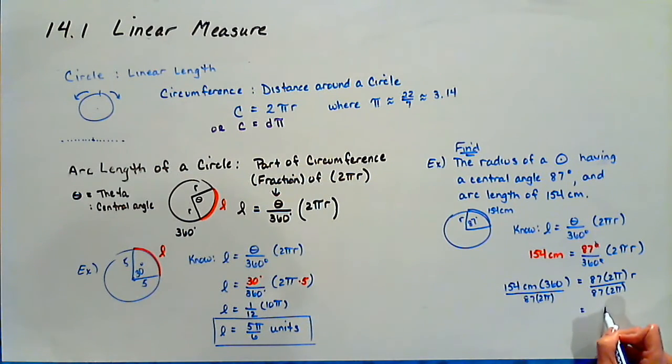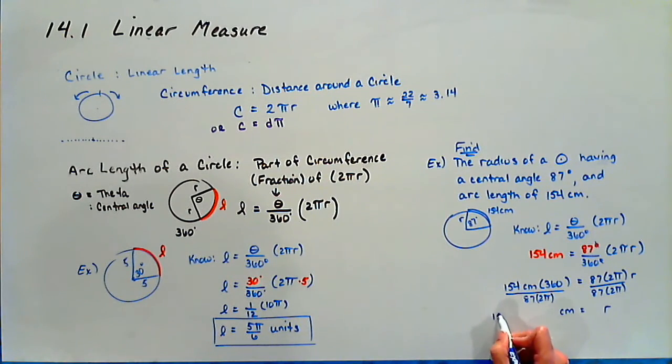So I'm left with a radius. Notice on the left side, there's a unit of measurement of centimeters. So I have 154 times 360 divided by 174 pi. If I let the calculator do the work, I end up with, I believe, right at 101.47 centimeters.